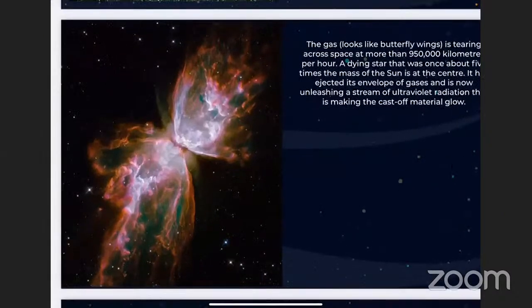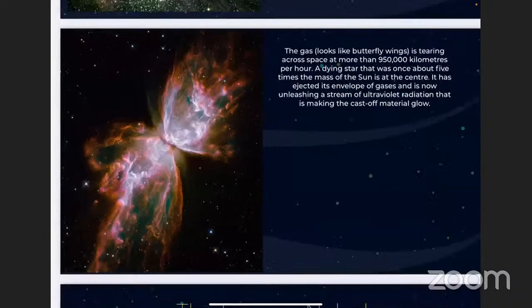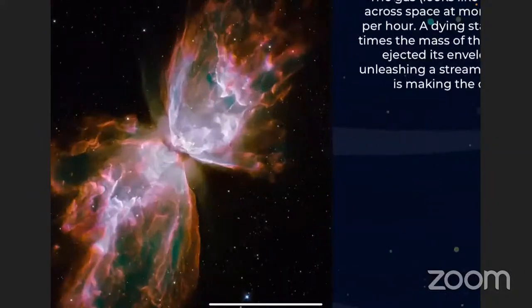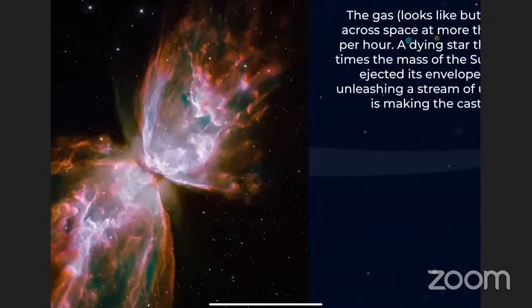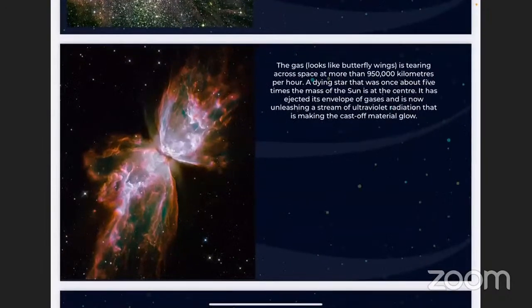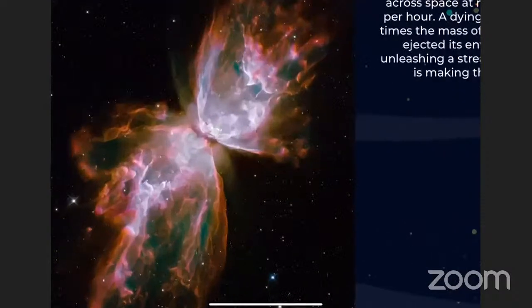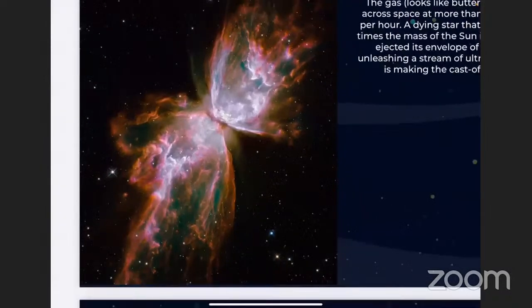Butterfly Nebula. It is tearing across space at more than 950,000 kilometers per hour. The mass of the sun is at the center. This alone has the same mass as the sun. It has ejected its envelope of gases and is now unleashing a stream of ultraviolet radiation that is making the cast-off material glow. All of this is ultraviolet radiation.